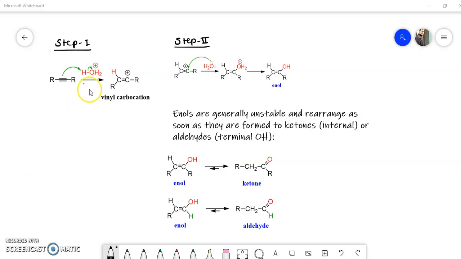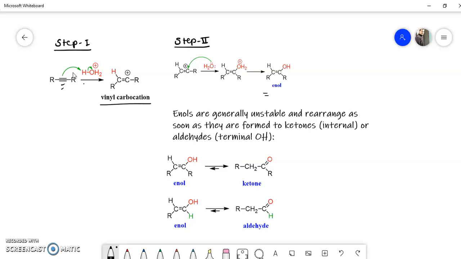So in the first step there is an abstraction of a proton by this double bond. So there is a formation of a vinyl carbocation as an intermediate. This H3O plus is generated due to the presence of H2SO4 as a reagent. Water gets protonated first, and then the alkyne abstracts the proton of this H3O plus to form the vinyl carbocation. In the second step, to this vinyl carbocation there is an addition of a water molecule. Okay, a water molecule is added here to form the enol. Now enols are generally unstable and rearrange as soon as they are formed to ketones.